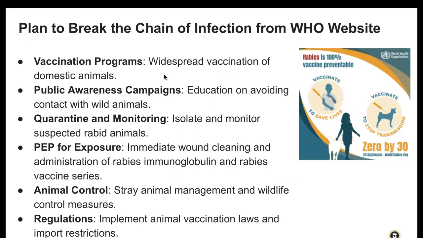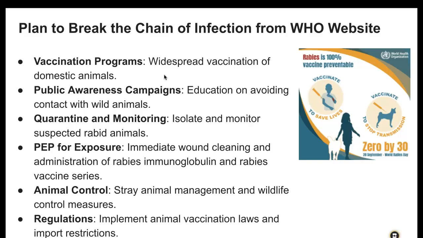So there is a plan, and the World Health Organization has a lot of information about this. They have a plan to break the chain of infection, with a lot of vaccination programs. That means widespread vaccination of domestic animals, which is a big issue right now, because a lot of people are not vaccinating humans, and it's leaking into the veterinary world, and people aren't getting their animals vaccinated for rabies anymore either, and that's a huge problem. There are public awareness campaigns, education on avoiding contact with wild animals, and how to keep your animals safe and vaccinated. If there are suspected rabid animals, you would want to quarantine and monitor them.